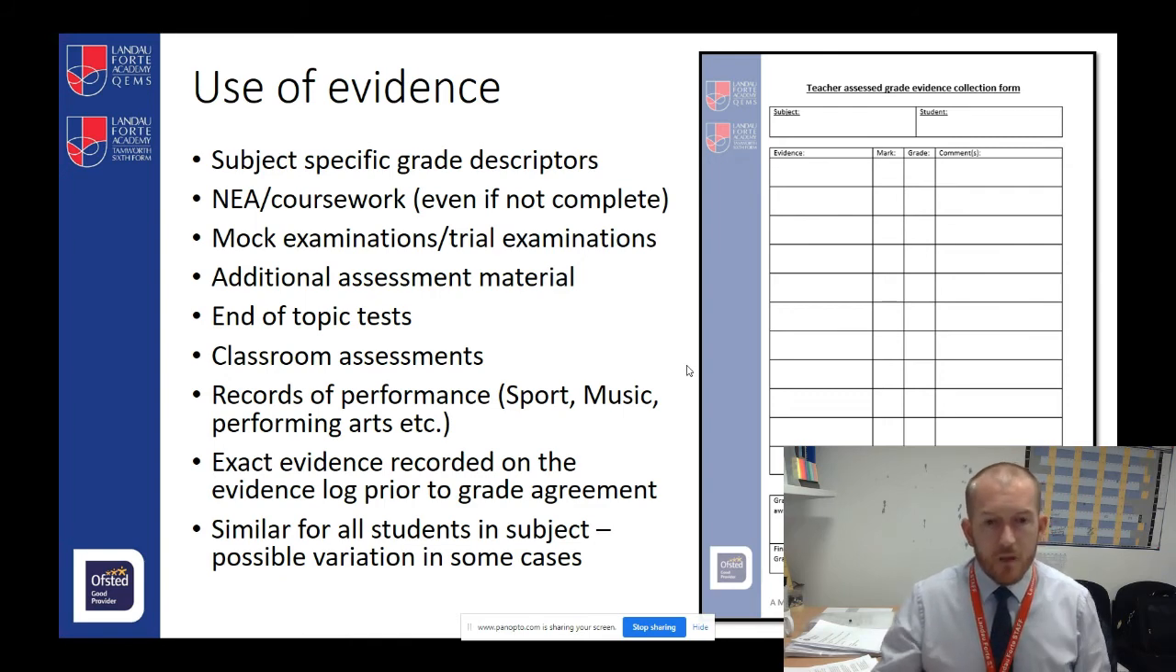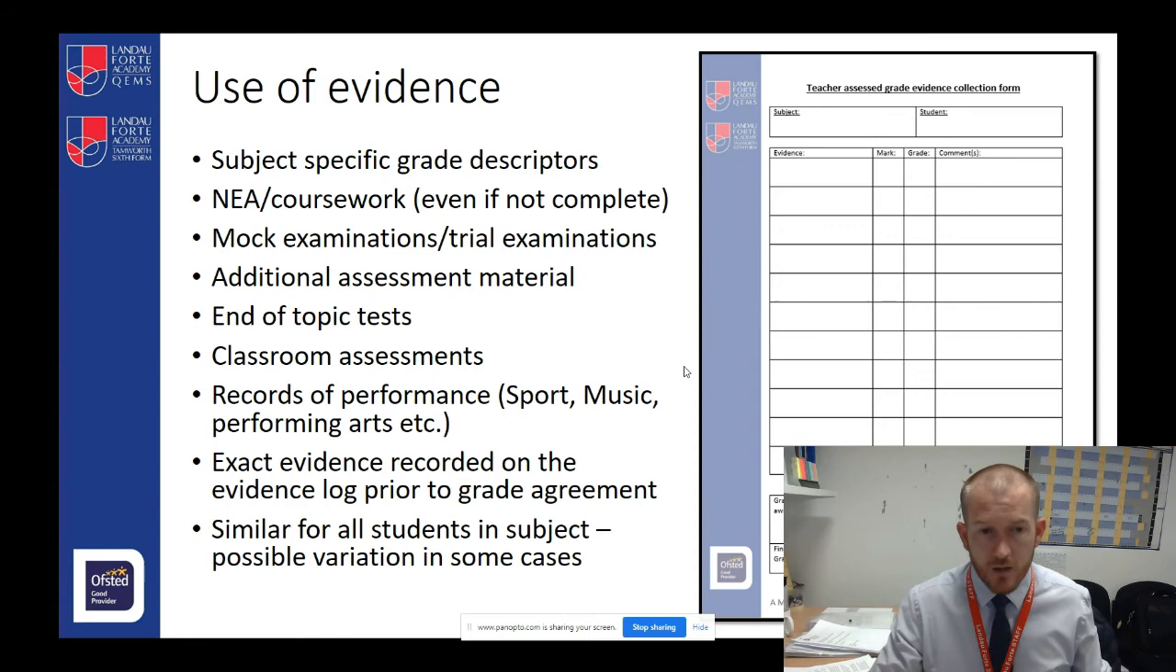Now, in summary, ultimately, this form is what we will be submitting to the exam boards if samples are called. This form will be submitted along with all possible evidence that we have physical copies of, so that they can be reviewed should we be sampled, and this is the one that is ultimately the sign off, and this is the completion, and whatever grade goes on here and is agreed is ultimately the grade that is going to be awarded.